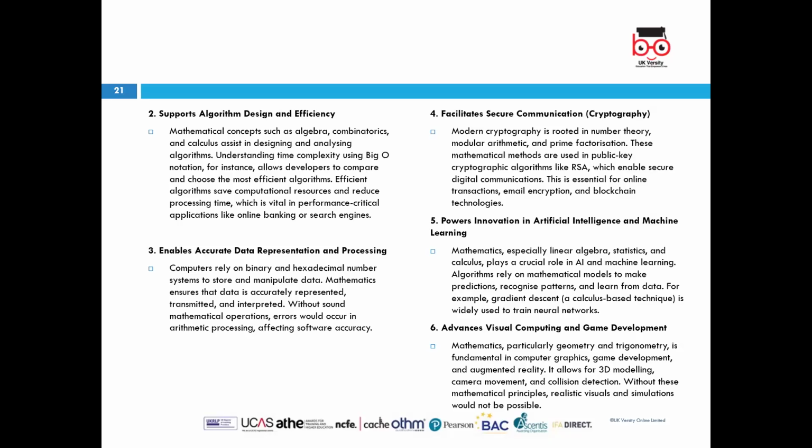Another point, it powers innovation in artificial intelligence and machine learning. So mathematics, especially linear algebra, statistics, and calculus, plays a crucial role in AI and machine learning. Algorithms rely on mathematical models to make predictions, recognize patterns, and learn from data. For example, gradient descent, a calculus-based technique, is widely used in training neural networks, and it also advances visual computing and game development.